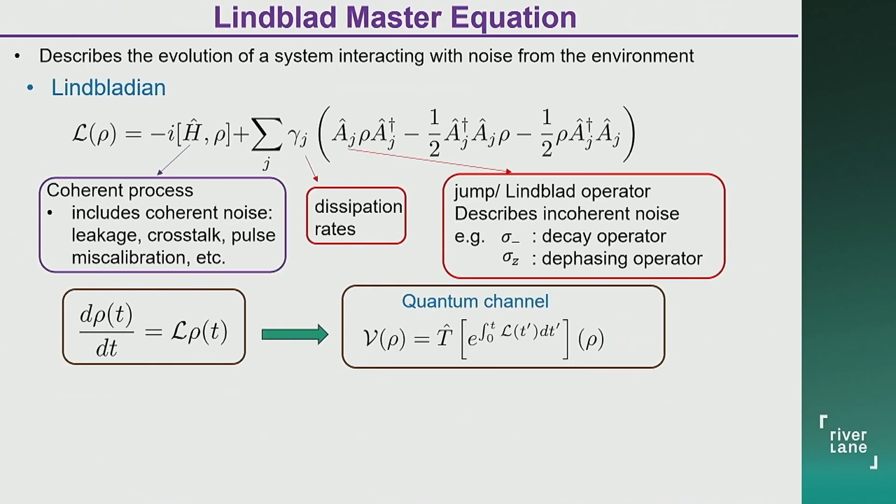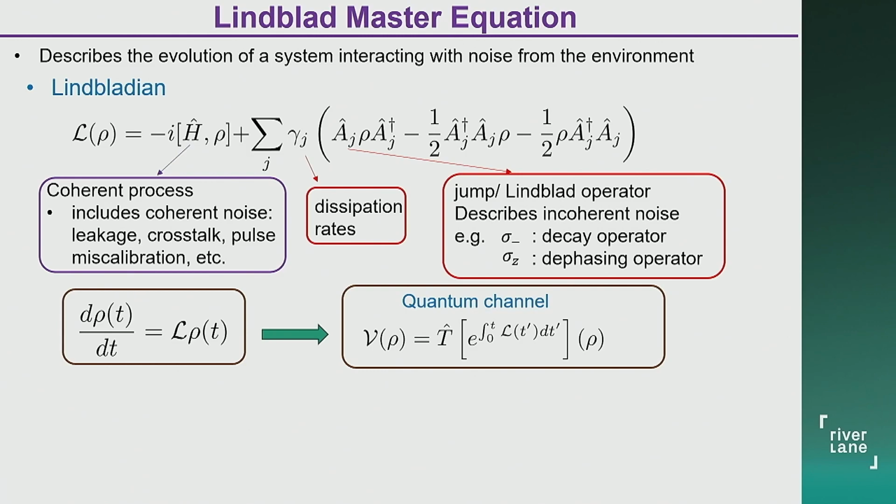So the usual starting point to describe noise is Lindblad master equation, which describes the evolution of system interacting with the environment. So the Lindbladian here, L, can include coherent noise and incoherent noise. The coherent noise here, which is captured in the Hamiltonian, can include leakage, crosstalk due to always-on qubit-qubit coupling or pulse miscalibration, while on the other hand, the incoherent noise here is captured by the jump or Lindblad operators, such as the decay and dephasing operators.